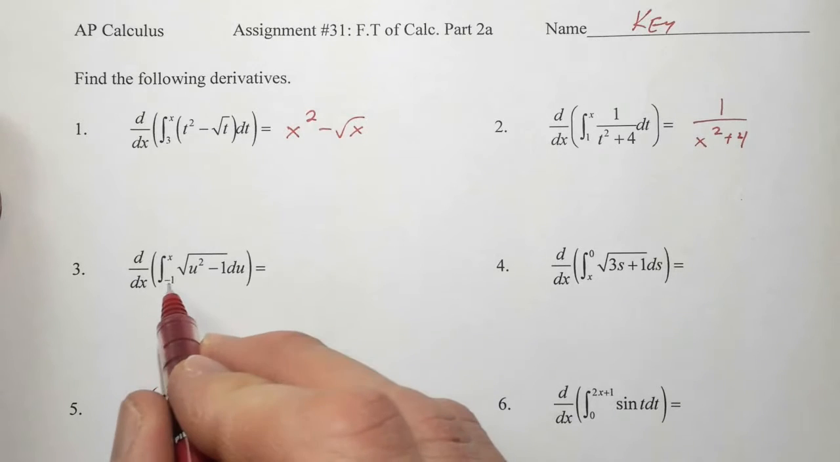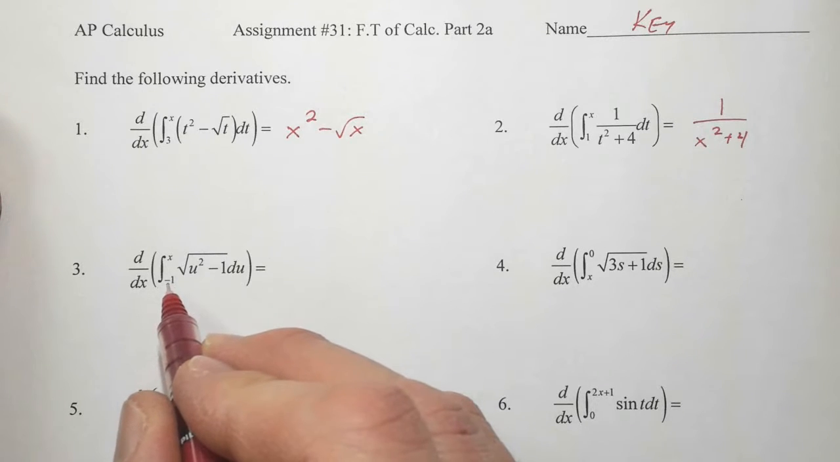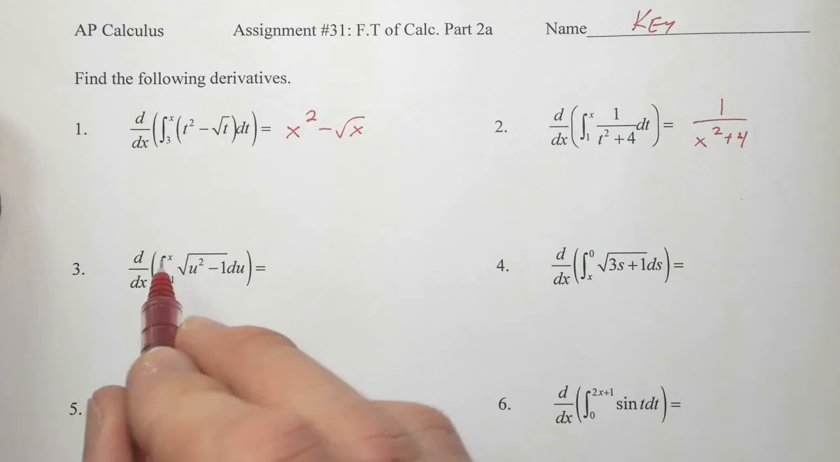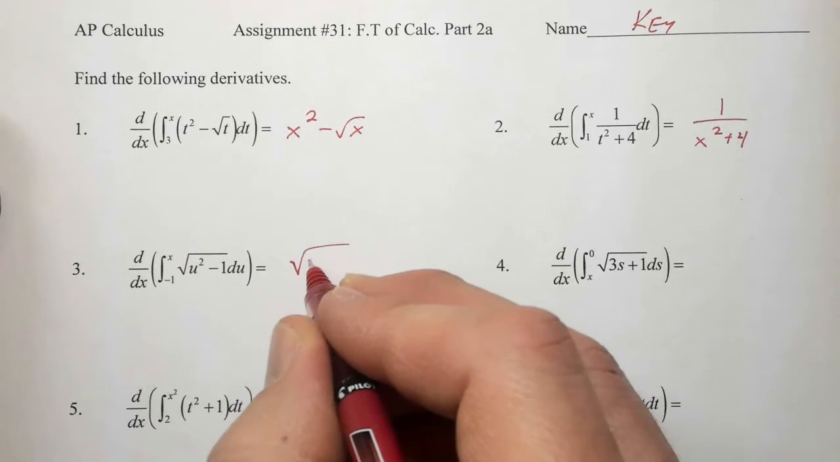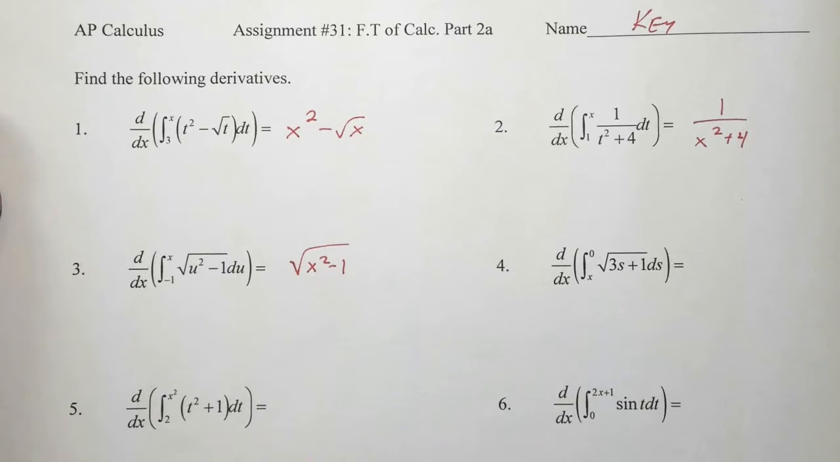Problem number 3, doesn't matter that the low bound is negative 1. Doesn't matter what the number the low bound is at all. We just replace the x in for the u. So we have the square root of x squared minus 1.